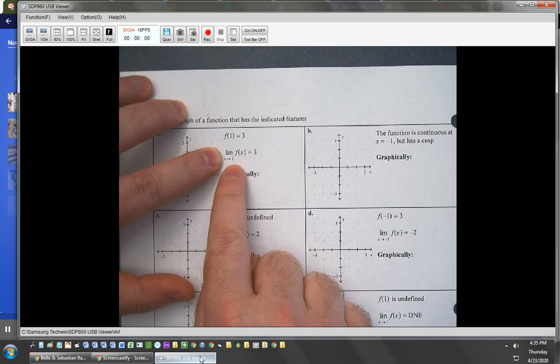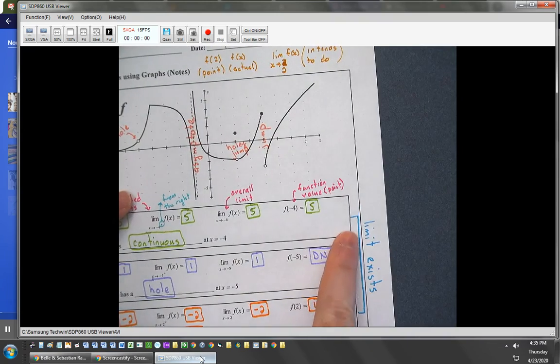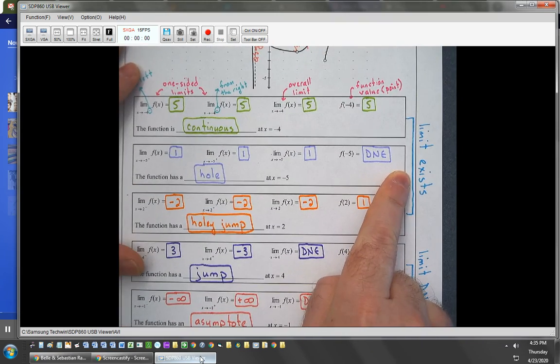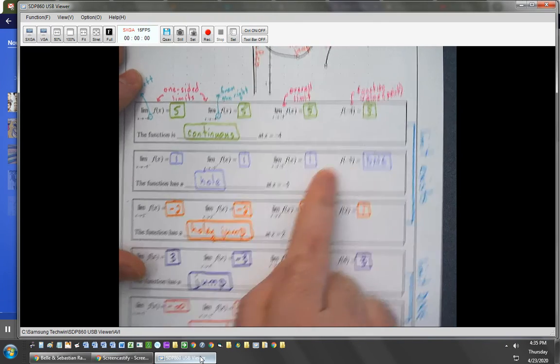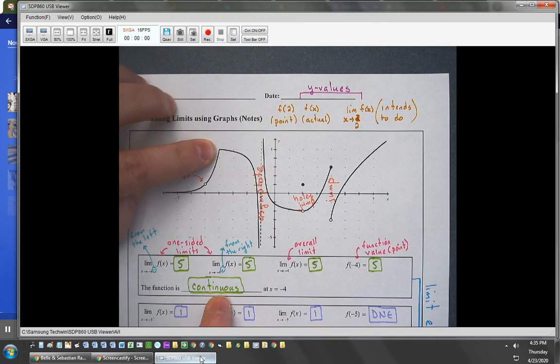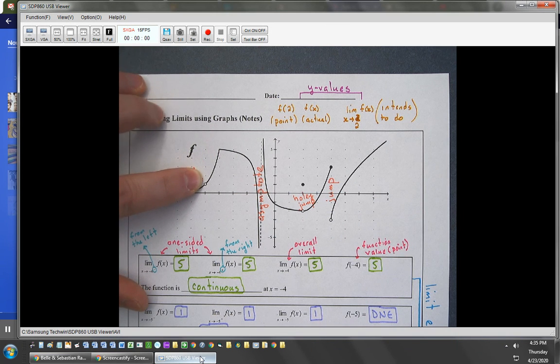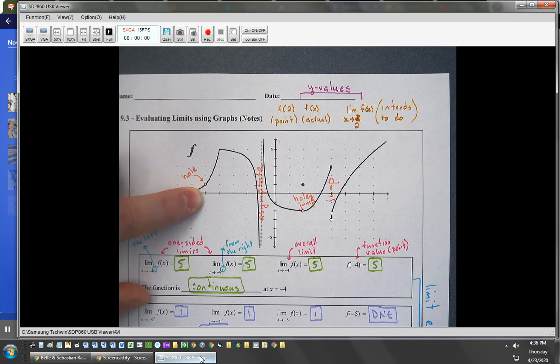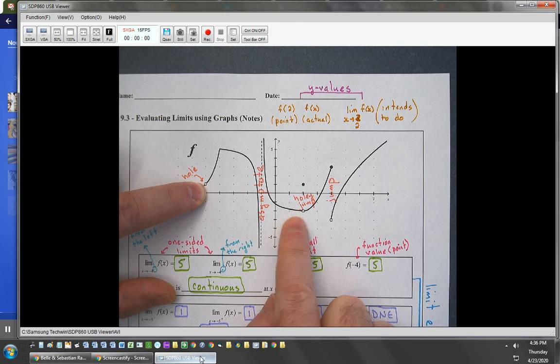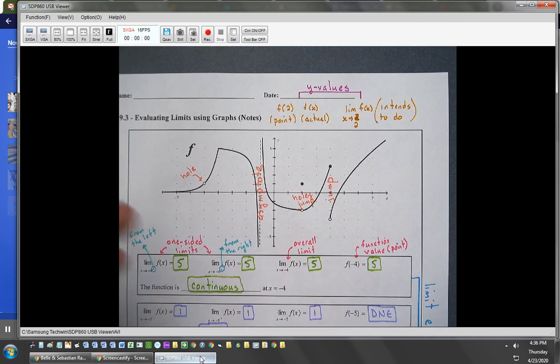So if the limit exists, let's flip back over to the other side. Remember, we said that the limit exists in any of these three scenarios. So my graph either is continuous, it meets at a point, or my graph has a hole, it meets, but it doesn't actually get to a point. There's not a point there. And then here, my graph, both sides meet, but the point is somewhere else.